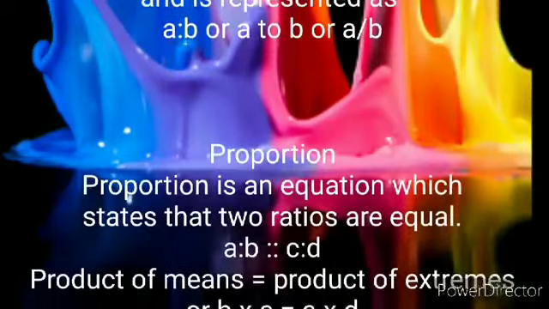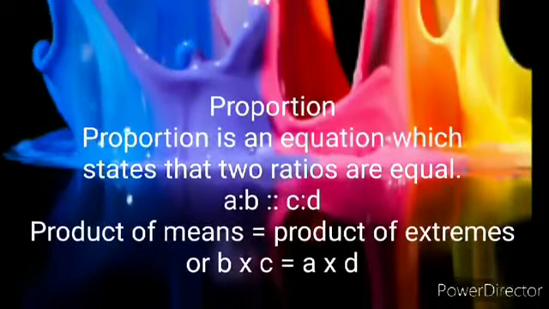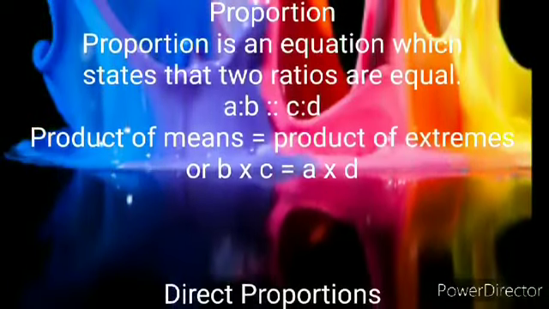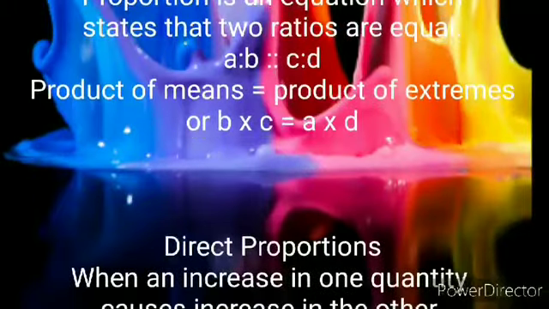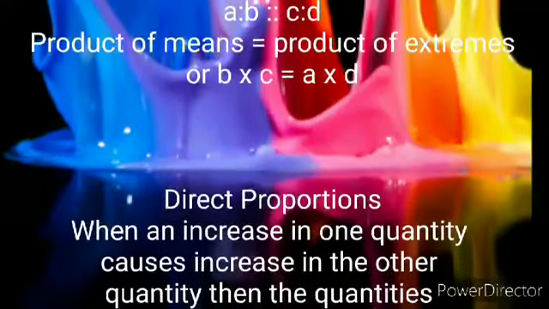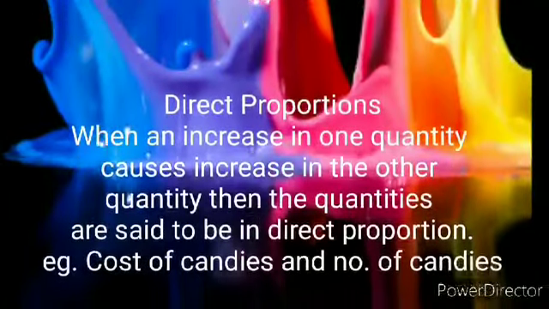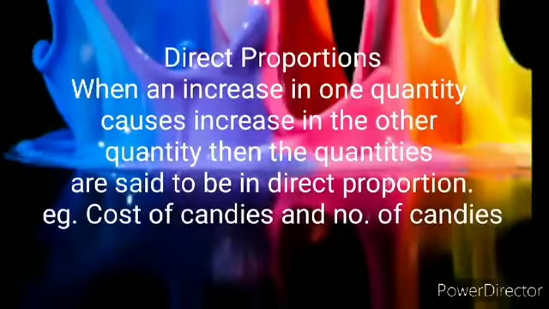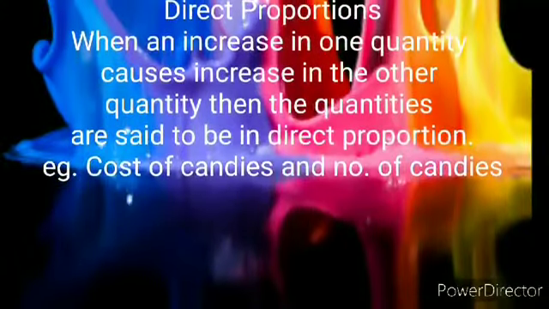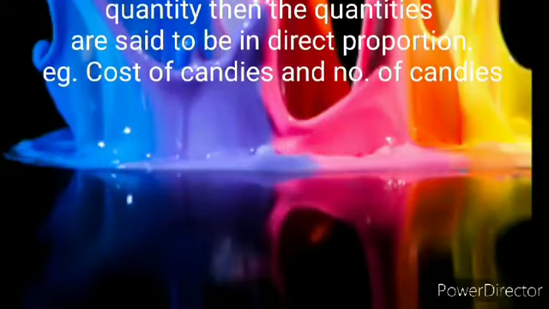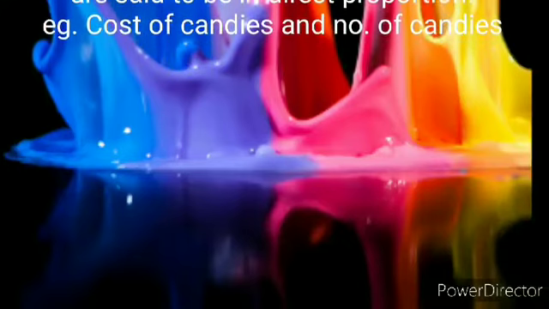For example, if A and B and C to D are two ratios, then A ratio B is in proportion to C ratio D if the product of means is equal to product of extremes. Then we have done direct proportions. When an increase in one quantity causes increase in the other quantity, then the two quantities are said to be in direct proportion. For example, cost of candies and number of candies. Means if you want to buy more candies, then you have to pay more money, right? So these two are in direct proportion with each other.